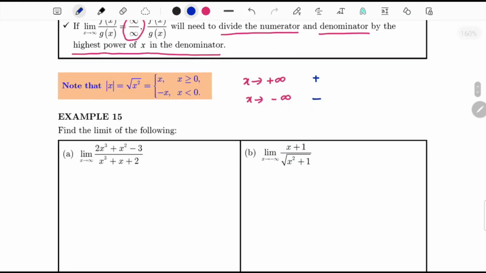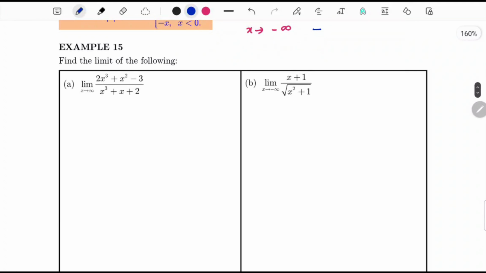Okay, I'm going to show you the example later on. Alright, so let's focus on the first example. When we have (2x cubed plus x squared minus 3) over (x cubed plus x plus 2), and x approaches positive infinity, when we substitute infinity, we're going to get infinity over infinity.